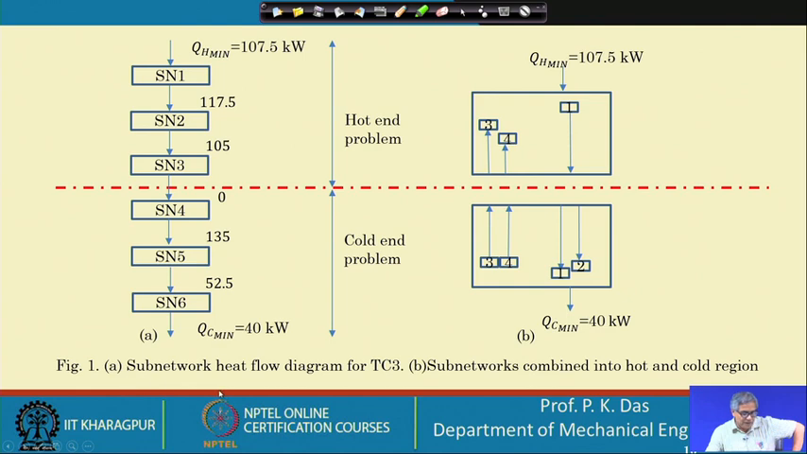So, subnetwork heat flow diagram for this particular problem, this is the problem number, and subnetworks combined into hot and cold region. So, hot and cold region we can see. So, you see pinch point, then what does it do? Pinch point then divides the problem into two problems. Two problems are now independent, because no way they are connected.